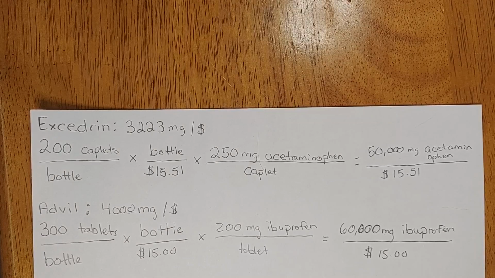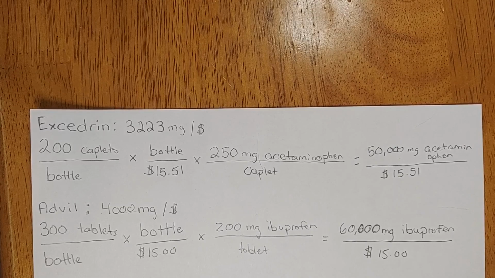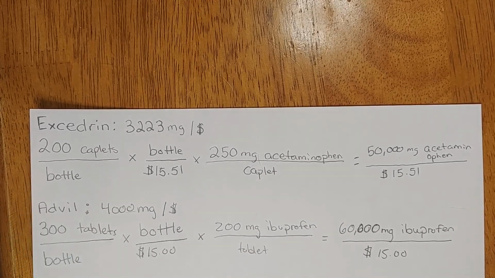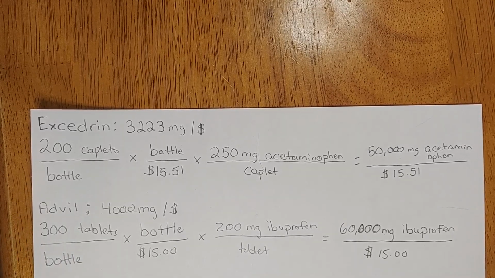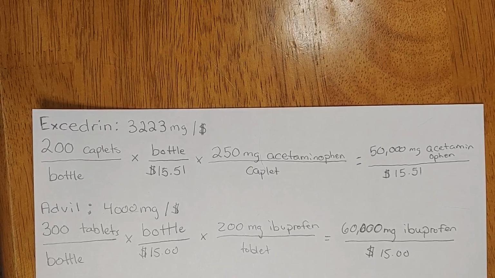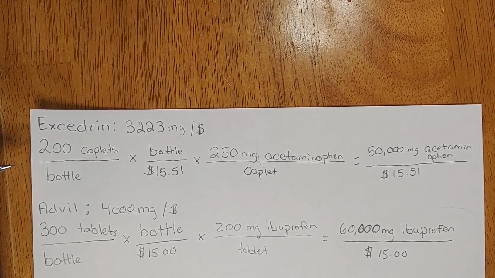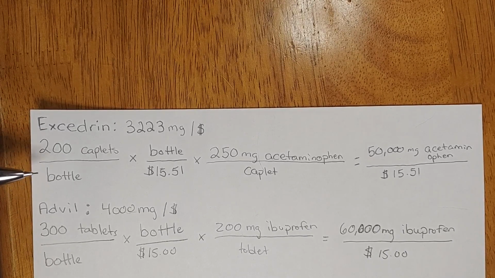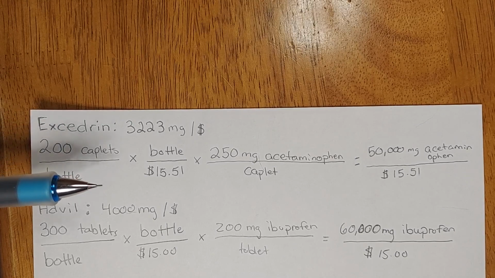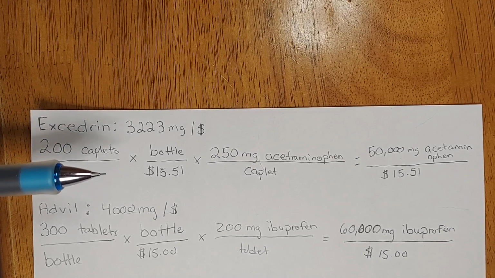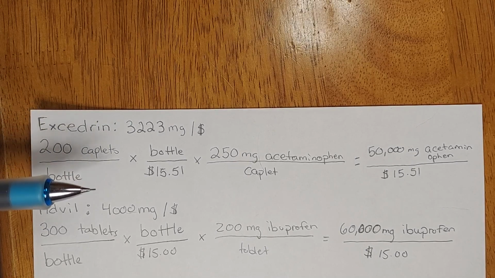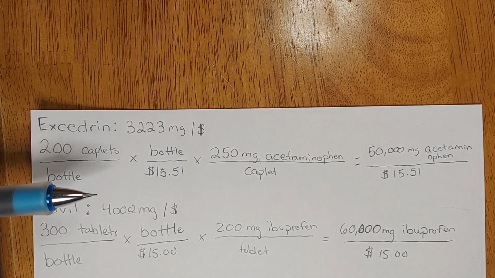In our problem, we will use conversion factors to eliminate units such as pills, bottles, and the dosage weight to end up with the cost per dose based on my body weight. So in the problem, we are given the information that Excedrin is available in a 200 caplet bottle. We use that as the first factor in our equation. The bottle is $15.51, so we use that as our second factor, and make sure to set it up to eliminate the unit we won't need from the equation, bottle.